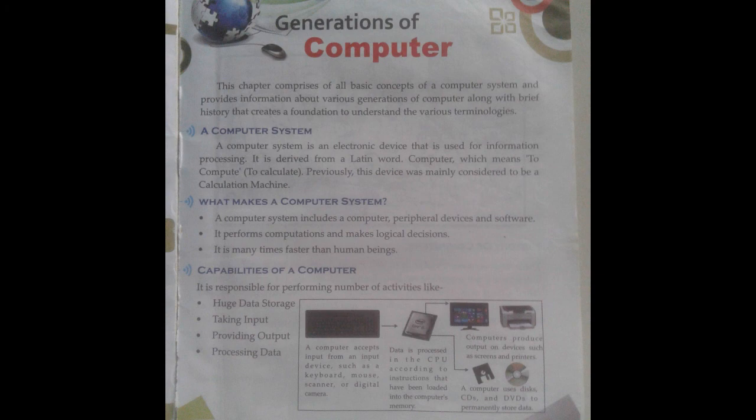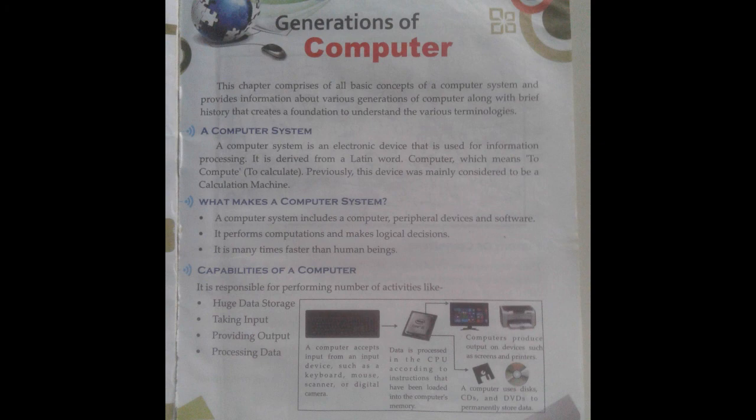Number 3. It is many times faster than a human being. It simply means that if we compare our speed with a computer, we find the computer is very fast. Some engineers say that it performs 80 million instructions per second. In 1 second we can count only 1 or 2, but a computer performs 80 million instructions per second.